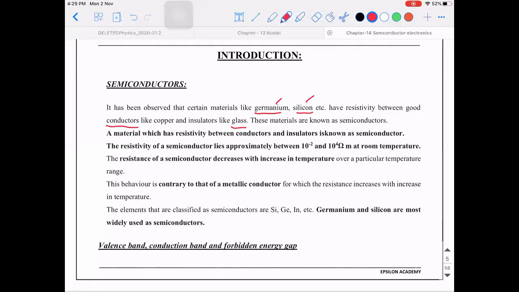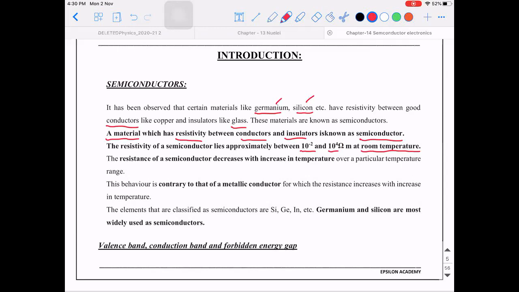If someone asks you what is a good conductor, what are you going to say? Okay, I put a question like this: what is a good conductor of electricity? You are going to say the material which is going to allow the charges to pass within it is called a good conductor, right? An insulator is the one which is going to block it. So in a similar context, a material which has a resistivity between that of a conductor and an insulator, that's what we call a semiconductor. So the resistivity of a semiconductor lies approximately between 10 power minus 2 and 10 power 4 ohm meter at room temperature. Okay, this is the range.